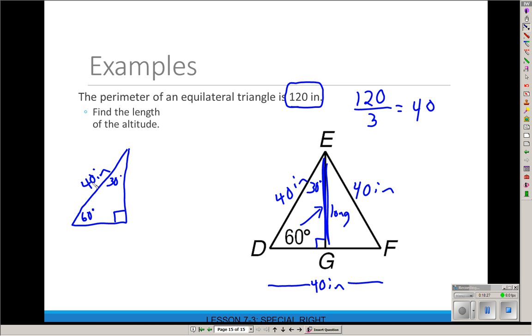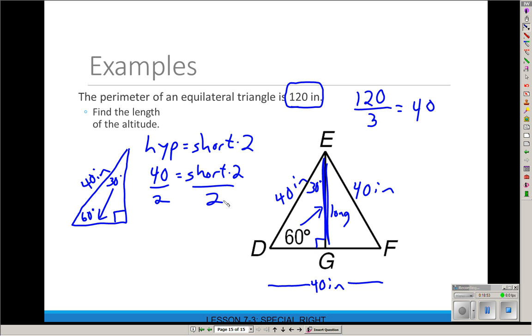When you don't know the short leg, find it first. Since I know the hypotenuse, I can find the short leg, which is across from 30. Use the hypotenuse formula. Hypotenuse equals short times 2. The hypotenuse is 40. That equals short times 2. Solve for short. Divide both sides by 2. 40 divided by 2 is 20. And then the 2's cancel over here, which is what I wanted. So the short is 20. Put a 20 right there.